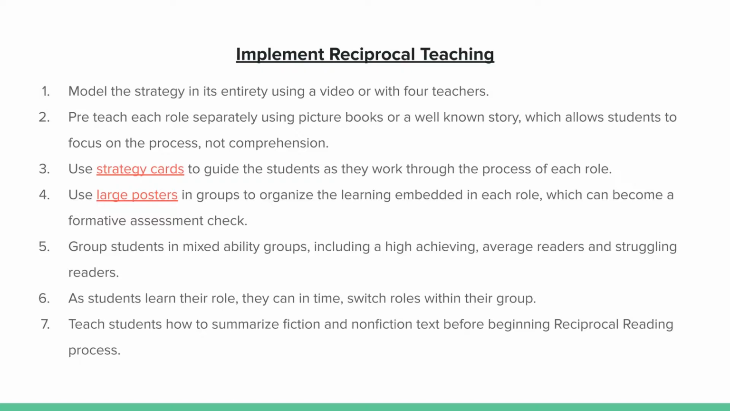Pre-teach each role separately using picture books or a well-known story, which allows students to focus on the process, not comprehension. So I usually find a trade book that goes along with one of my social studies topics, such as refugees, or another topic that I would use. And then I would use that text to teach each role. Now, again, if you know that your core instruction is very solid up to this point, where kids understand how to complete the role of a predictor, a clarifier, a summarizer, and a questioner, you maybe can skip that, but I would definitely try as you implement and see where you're at, and if you're struggling, I'd go back and teach each role there.